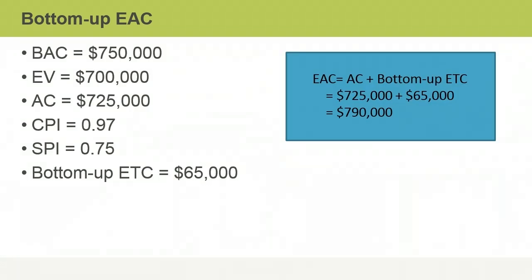Remember that calculating the bottom-up EAC involves adding actual costs incurred so far to a bottom-up ETC, which you determine for each work package in the work breakdown structure, and then aggregate up to project level. In this case, the AC so far is $725,000. The project manager has already calculated the bottom-up ETC as $65,000. So to determine the EAC, the project manager adds these two values. This results in a bottom-up EAC value of $790,000. It represents the estimate of what the entire project will have cost by its completion.